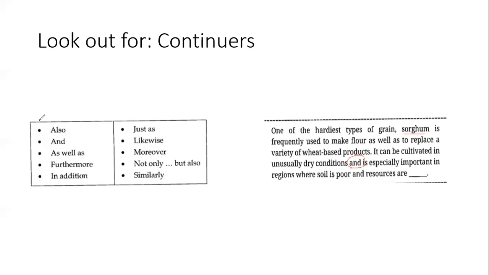Okay, resource. So you can say it can be cultivated in unusually dry conditions and is especially important in regions where soil is poor and resources are what? So poor. Here you can actually feel that one condition is unusually dry conditions, and the other condition is poor. So you have to choose an option which is similar to the unusually dry conditions, which is one of the qualities already given here: poor. You have to look out for these kinds of clues. Yes, limited. Yes, Aisha, perfect.